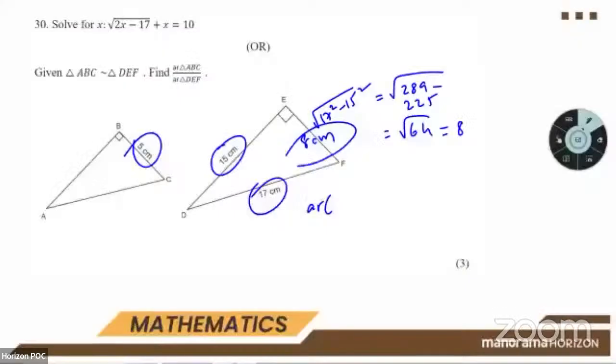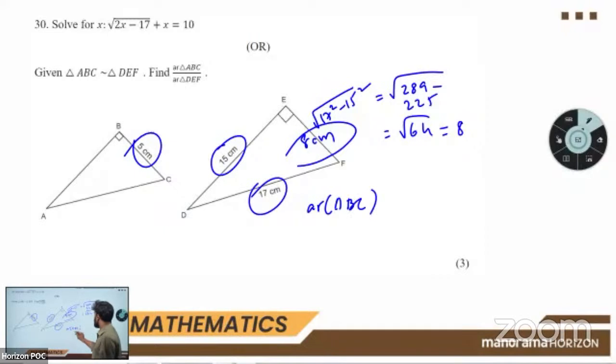So what is the areas ratio? Area of ABC divided by area of DEF. What will be the ratio? It will be equal to the square of these two sides, because I know only these two.